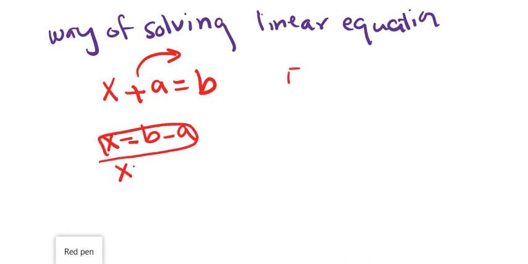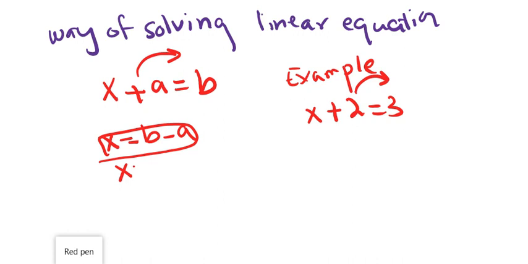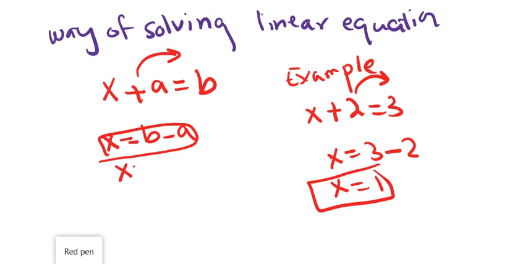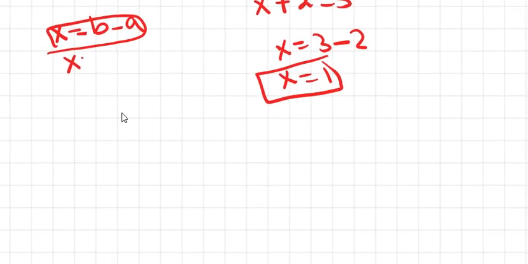Let us have an example. If you have x + 2 = 3, we want to find the value of x. Just transfer 2 to the other side by changing the sign of 2. x equals 3 minus 2, so x equals 1. Now we have to check our answer. Just substitute 1 instead of x: 1 + 2 = 3. This is the first way of solving a linear equation with one variable.